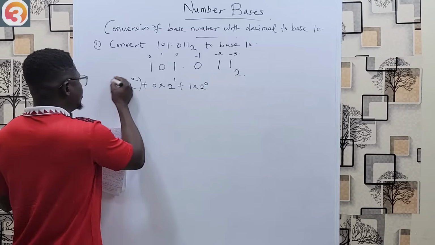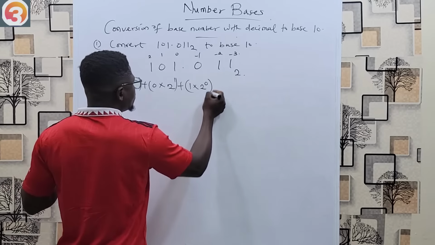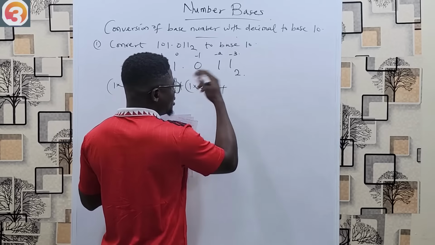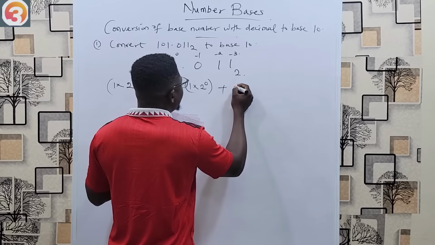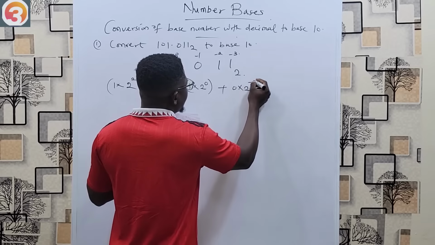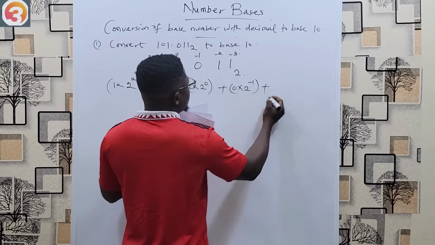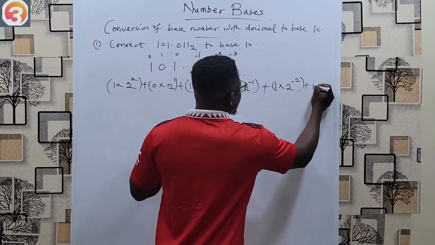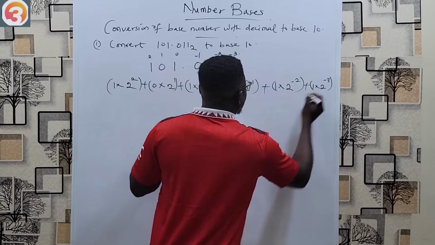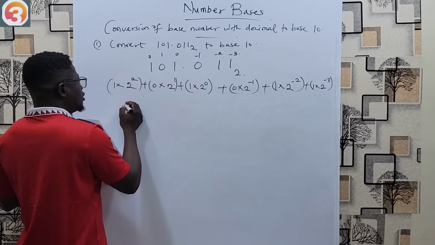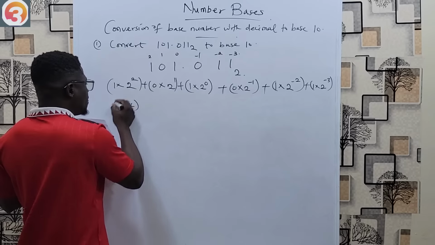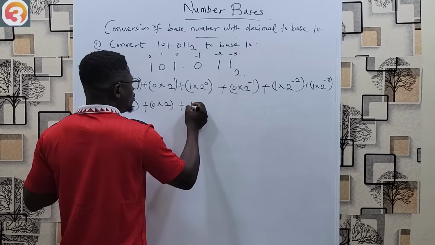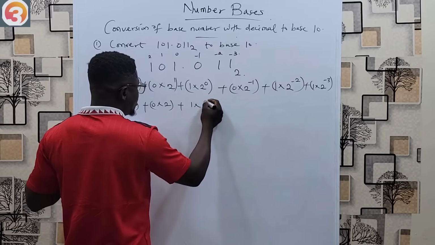Right? Bracket them. Then plus, the decimal place will be gone. So I'm going to have 0 times 2 raised to power minus 1, then plus 1 times 2 raised to power minus 2, then plus 1 times 2 raised to power minus 3. Right? So 2 raised to power 2 is 4. That is 1 times 4 plus 0 times 2 plus 1 times 1. You know why it's 1, right? 2 raised to power 0 is 1.